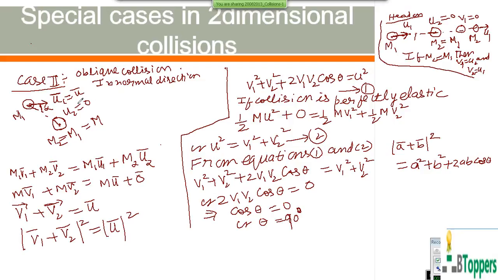Similarly, in the normal direction, the two colliding masses have the same mass and the collision is perfectly elastic. Therefore, you can write V1N equal to U2N and V2N equal to U1N. So U1N is the component of the initial velocity of the first sphere in the normal direction, which is equal to U cos alpha in the figure I have shown.